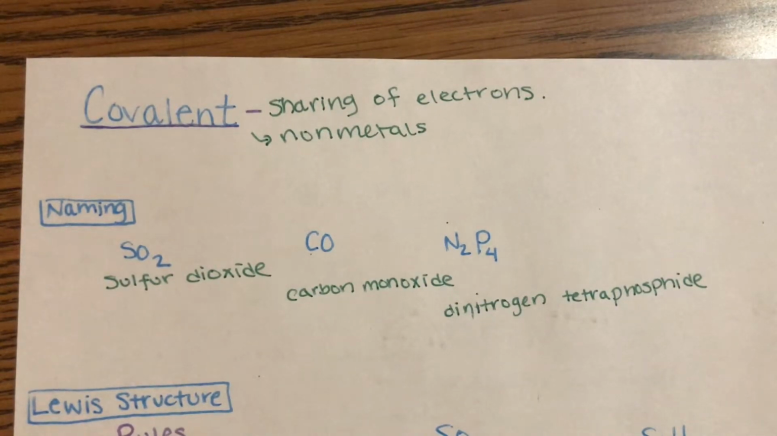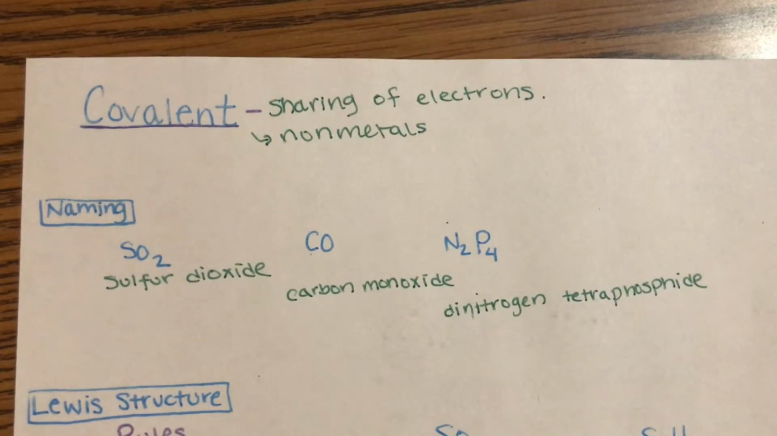Next, we have nitrogen, but we have 2 of them, so we do need a prefix in front of the first element, so it's going to be dinitrogen. And then we have 4 phosphorus, so that'll be tetraphosphide. So I would suggest for your note card, go back through covalent, write down all the prefixes on your note card.